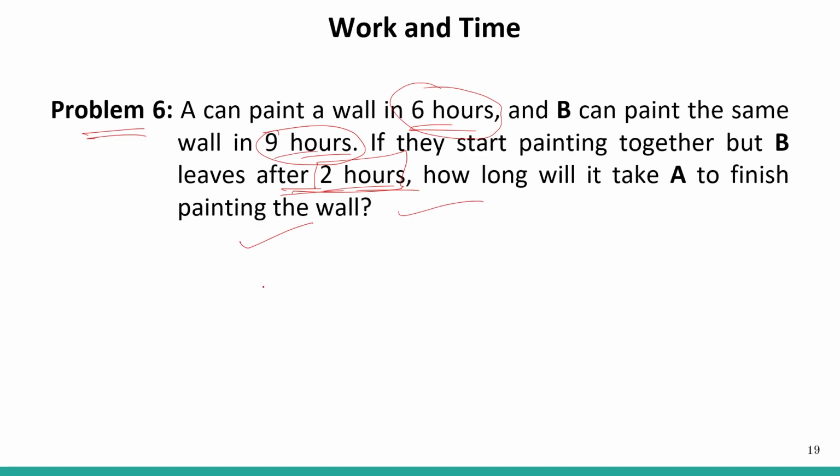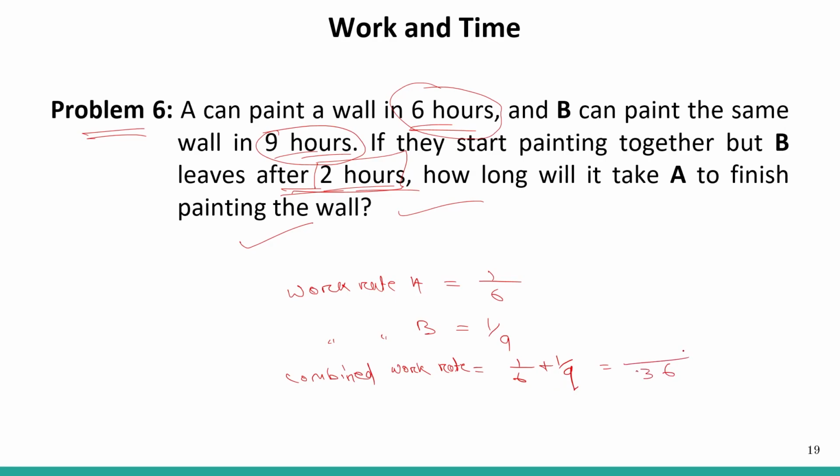So let's calculate the combined work rate. In order to figure out the combined work rate, we have to first calculate the work rate of A, that is equal to 1 by 6. And work rate of B is equal to what? 1 by 9. And combined work rate is equal to 1 by 6 plus 1 by 9. That is equal to what? So 36. So it will be 6 plus 4 is equal to 10 by 36.